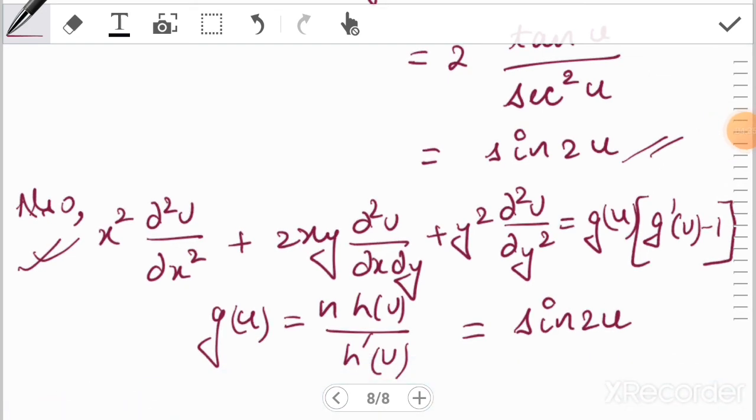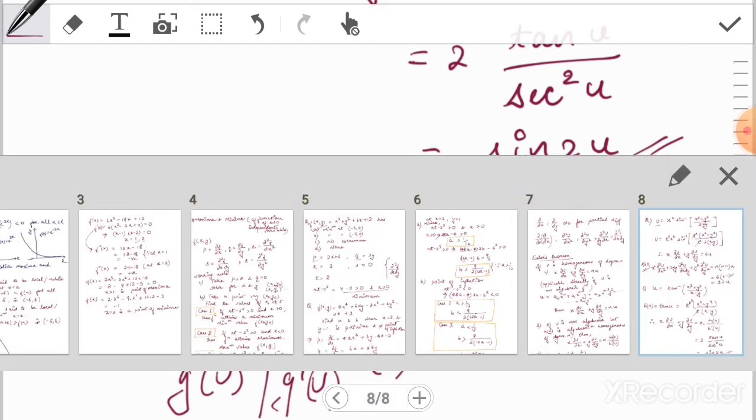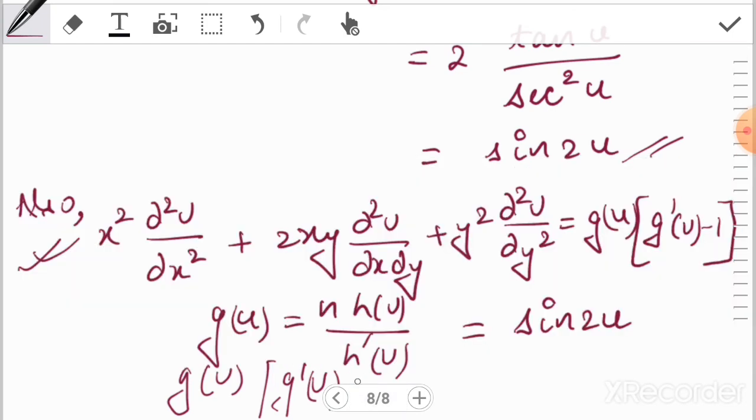Okay, let me tell you what result you will get if you put sine 2u in the place of g(u). So you will get g'(u) minus 1 is equal to sine 4u minus sine 2u. Okay, check your answer.